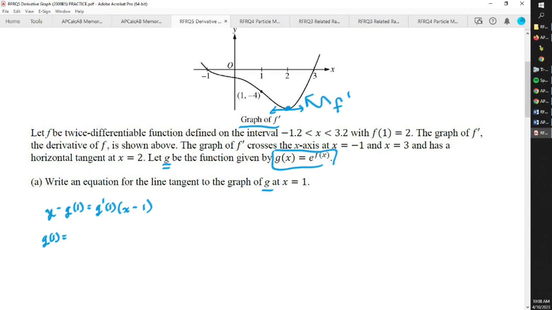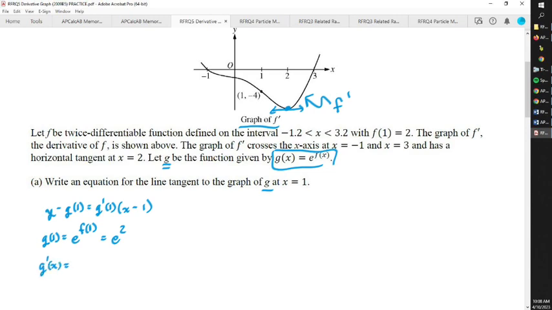To find g of 1, I plug in 1. That's kind of weird. Like we've never seen a function written like this with the function inside of it. All right, so what is that? What is f of 1? Do we know what f of 1 is? Is that given to us? Oh, shoot, it's given to us right here. Oh, yeah, that was kind of weird that they gave it to us right there. So it's just e to the second power.